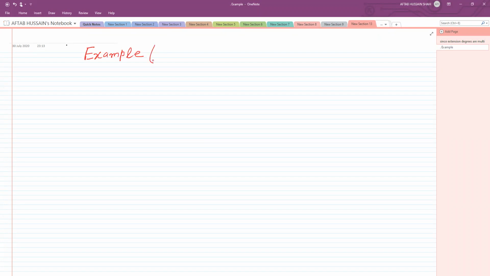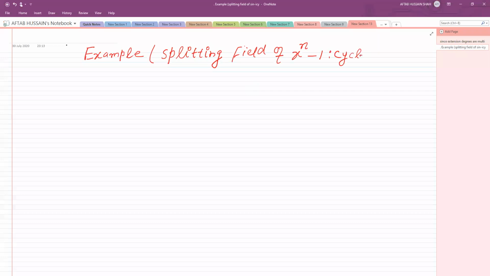So these are splitting fields of polynomials of the form x raised to power n minus 1, and these are also called cyclotomic fields. I have also sent you the notes of this lecture on your WhatsApp group, so you can also see from there what I am teaching to you.